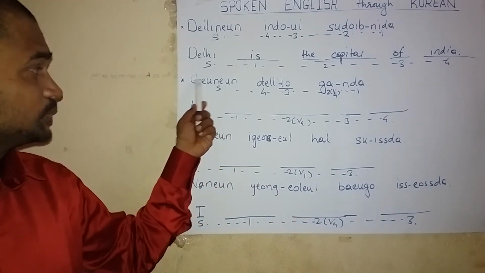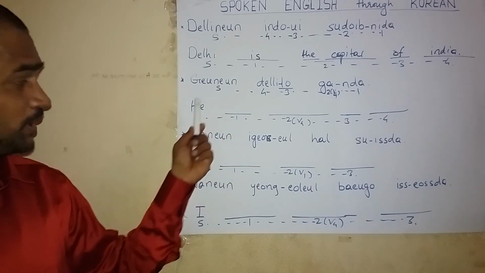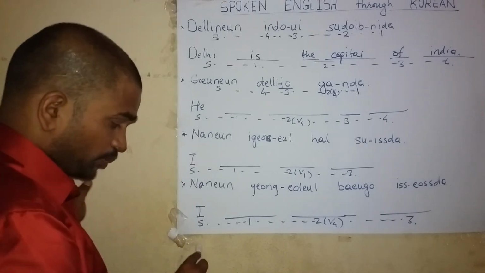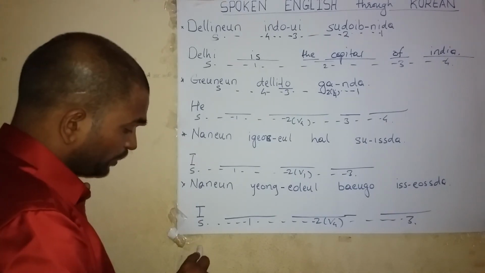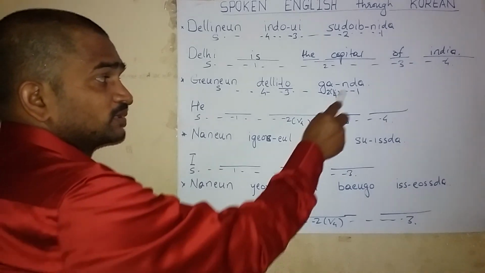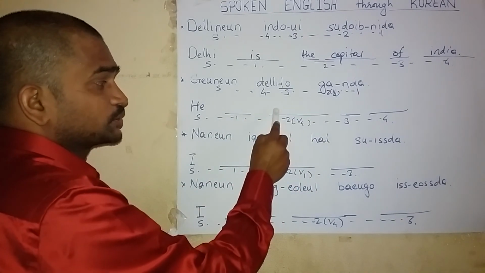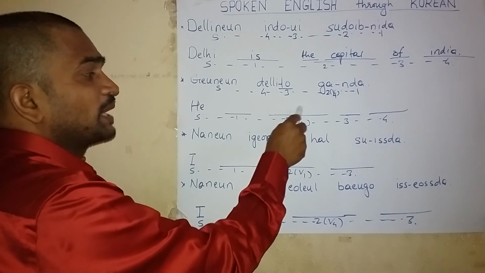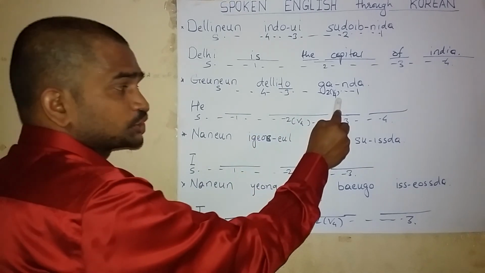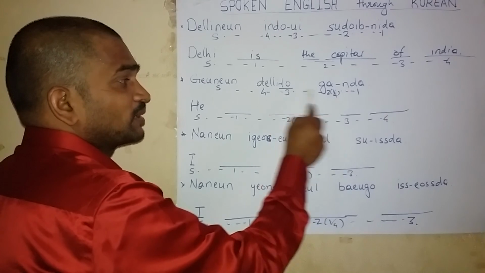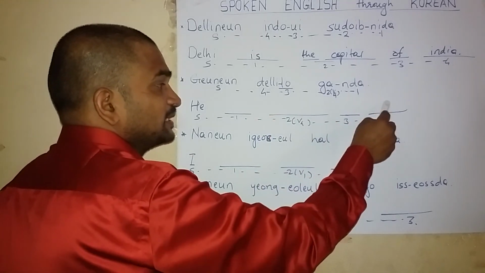Such as, first you should write the word for Gyunyon, "he". Start typing in the comment box below this video. He. The word for da is "is". The word for ga is "going". The word for lo is "to". The word for Delhi is Delhi.